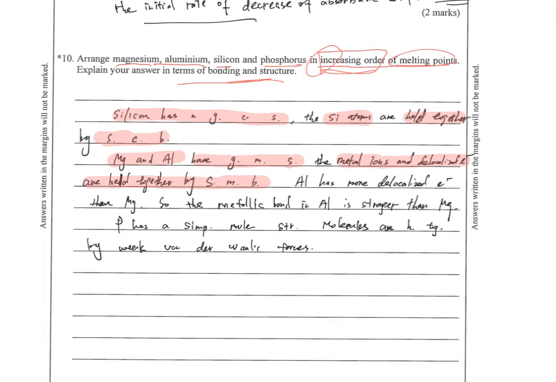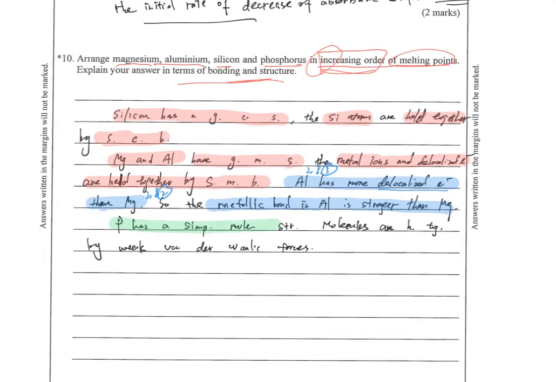And because we need to explain the difference between Mg and Al, we need to write one more sentence here. Aluminium has more delocalized electrons than Mg. We know that the electronic arrangement of Al is 2.8.3, and for magnesium it is 2.8.2. So the outermost shell electrons of aluminium are more than those of magnesium. Actually, the delocalized electrons are the same as the outermost shell electrons, okay? If the metal has more delocalized electrons, that means the metallic bond is stronger than Mg. So the last one is phosphorus.